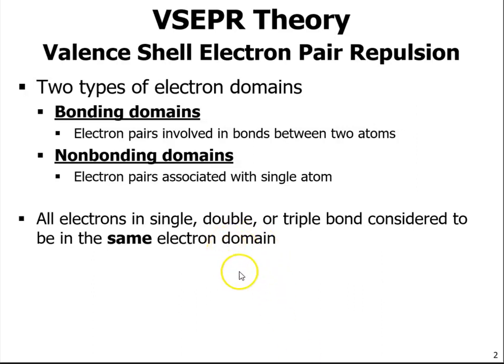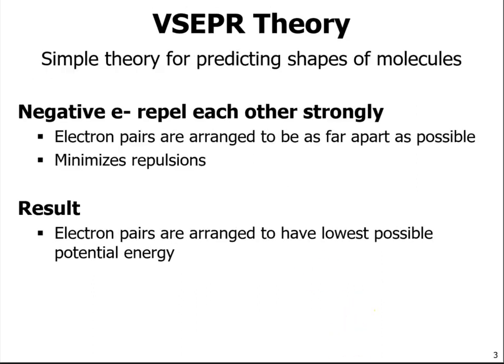When we're talking about domains, we're talking about single, double, and triple bonds. Those are all considered the same domain. So a single bond, a double bond, or a triple bond is one electron domain unit. And then a lone pair of electrons is another kind of domain. Let's get more into this in the next set of slides. We're looking at VSEPR theory again, and those negative electrons are going to repel each other. So the electron pairs are arranged to be furthest away from each other, and that's the lowest possible potential energy. Systems tend to like to be at the lowest energy.